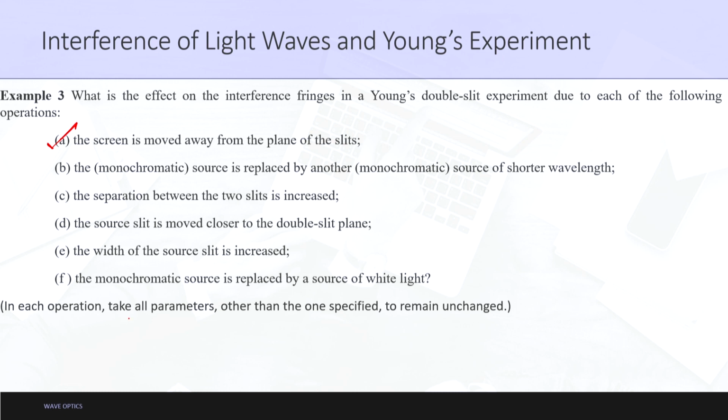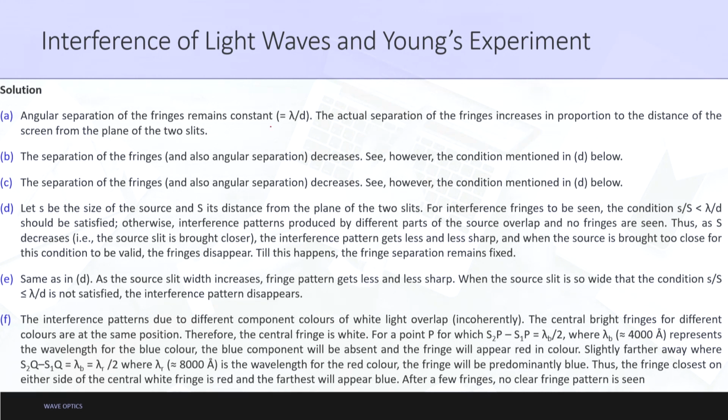Please look at the last line here. It is written that in each operation, all parameters other than the one specified remain unchanged. That means if the screen is moved, everything apart from this value is constant. So the angular separation of the fringes remains constant, as is evident: if only the D value is changed, the angular separation is always constant, equal to lambda by small d. The actual separation of the fringes increases in proportion to the distance of the screen from the plane of the two slits.